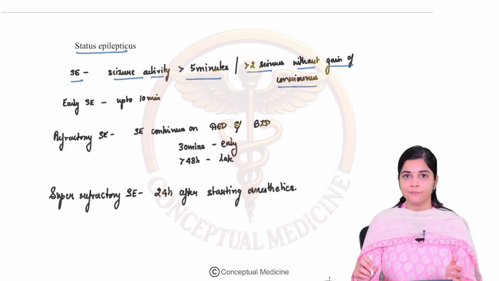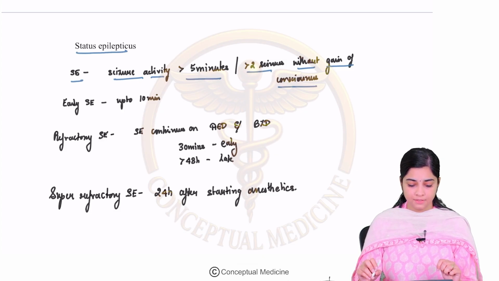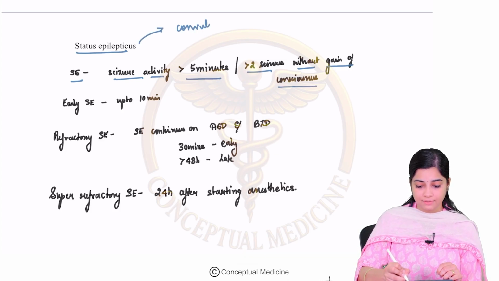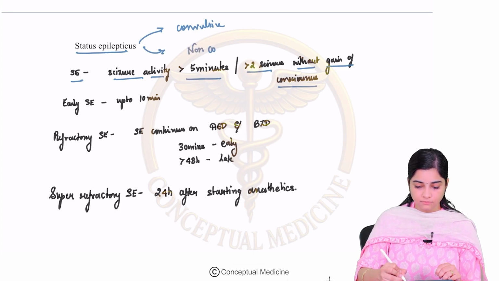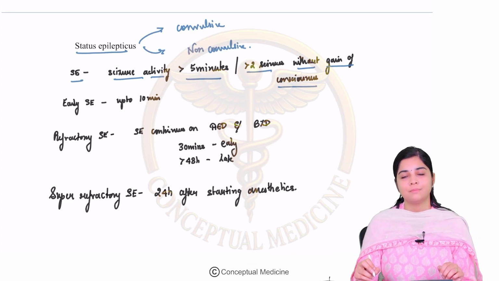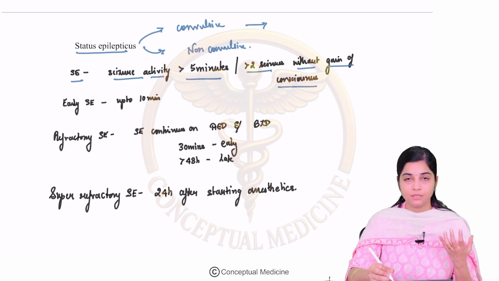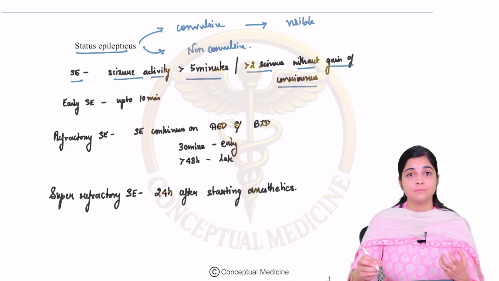Even if it is within 5 minutes, this is your status epilepticus. Okay, fine. So, status epilepticus can be classified as convulsive status epilepticus and non-convulsive. Convulsive is where your seizure activity is visible. So, there is visible tonic-clonic movements or visible focal seizures.